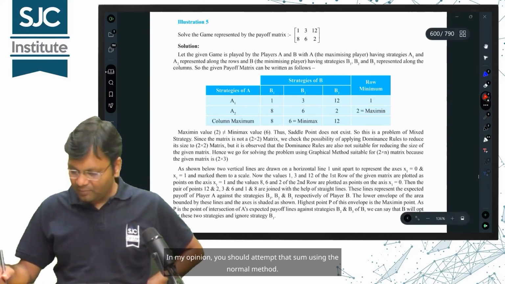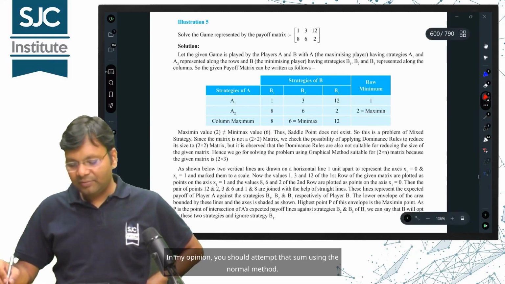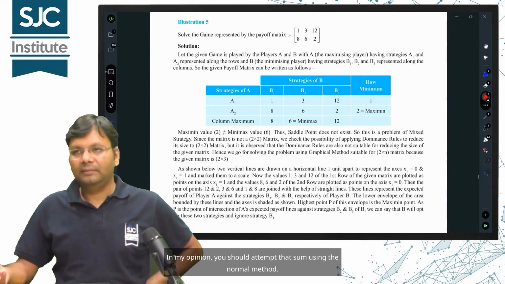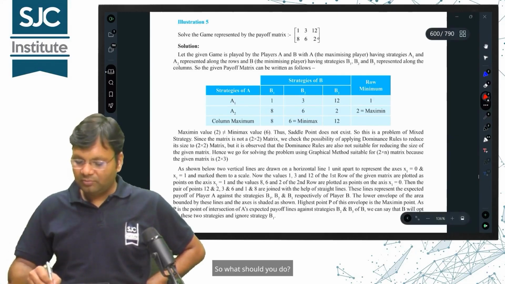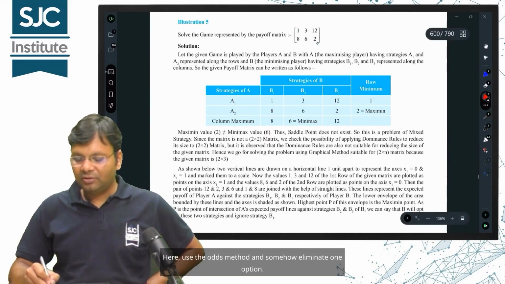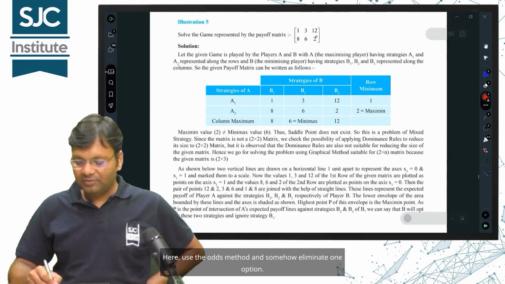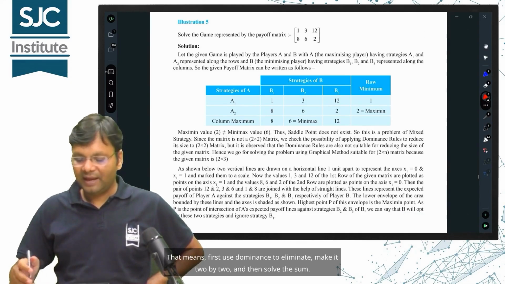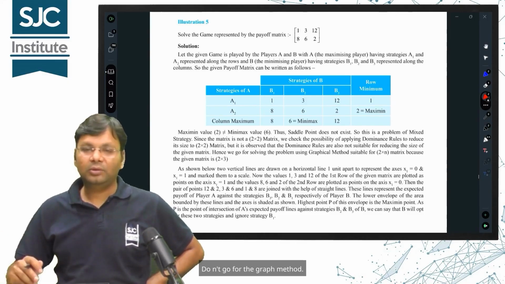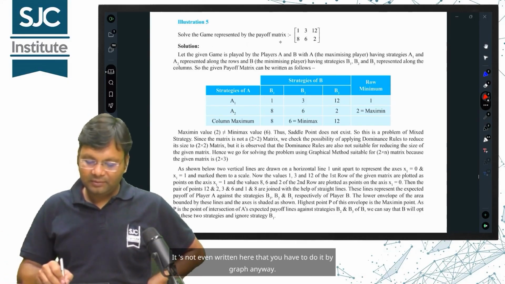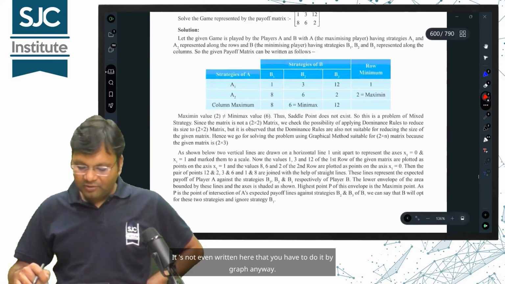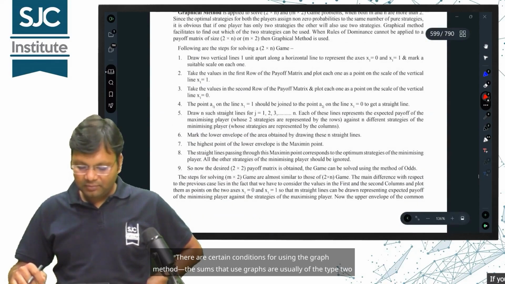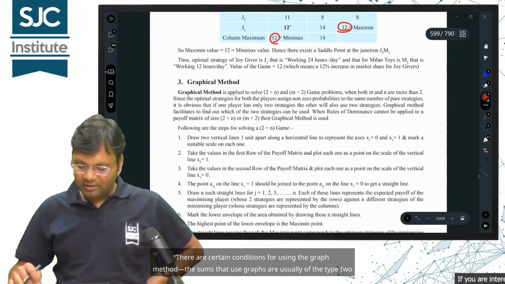In my opinion, you should attempt that sum using the normal method. So what should you do? Here, use the odds method and somehow eliminate one option. That means first use dominance to eliminate, make it 2 by 2, and then solve the sum. Don't go for the graph method. It's not even written here that you have to do it by graph anyway. There are certain conditions for using the graph method.